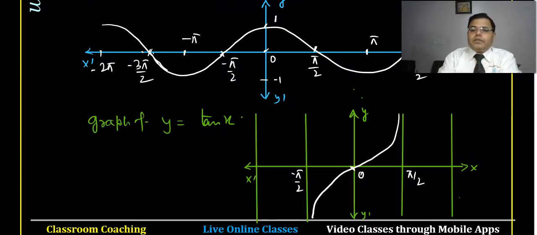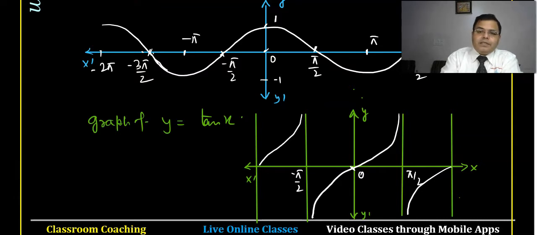So if I plot the graph here, again it will lie between this. It will come like this and touch infinity. And there the graph is like this. It comes here and then comes like this. So this will be the graph between 0 and pi by 2. This is pi and that one is minus pi. So the graph of tan x is like this.